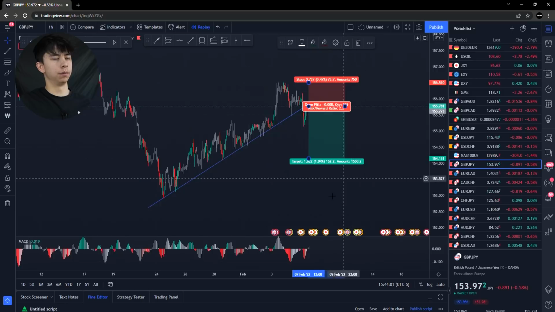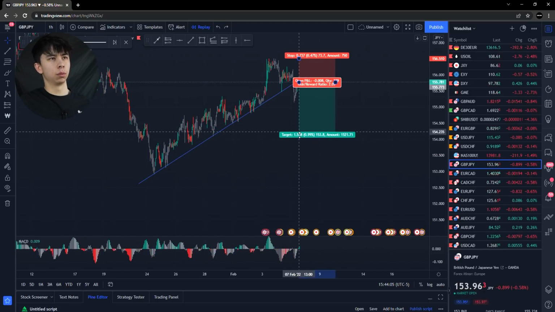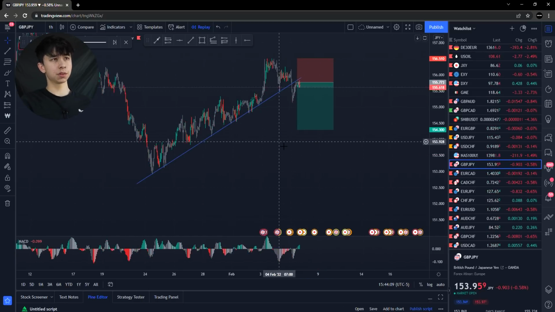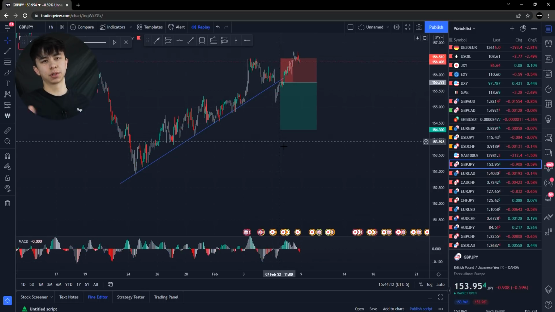Our stops above, and we're going to go for a nice little 1 to 2 risk to reward ratio. Okay, so we let it play out. Boom, straight up into our stop loss. This is why retail trading does not work. Trend lines do not work. And I'll show you what actually works instead and what you can use.